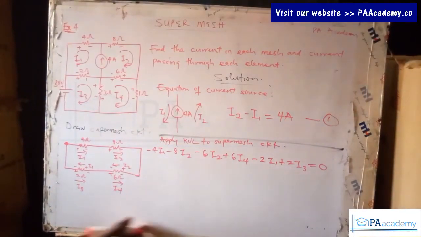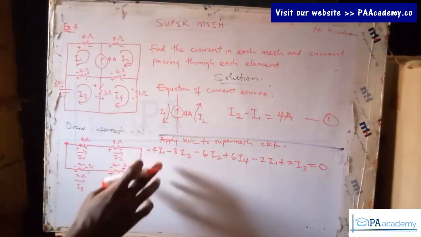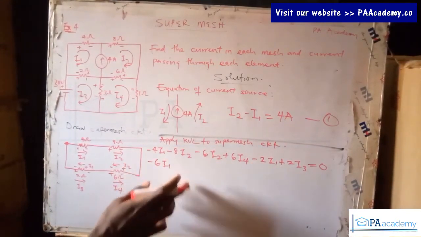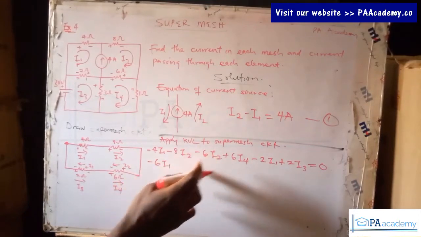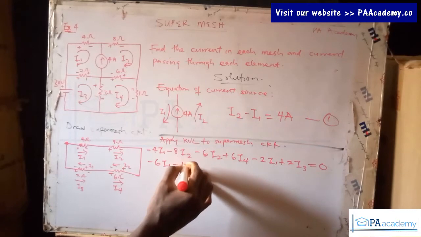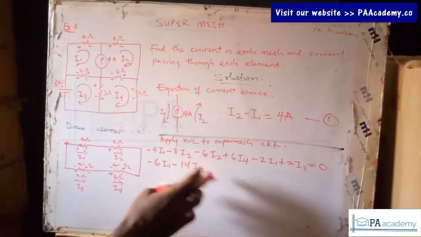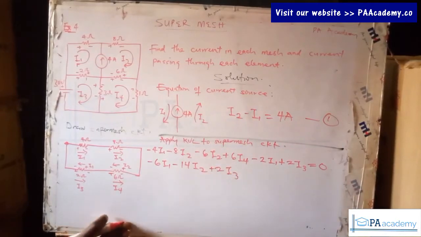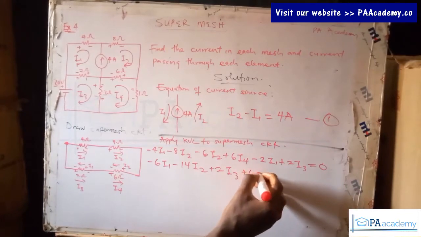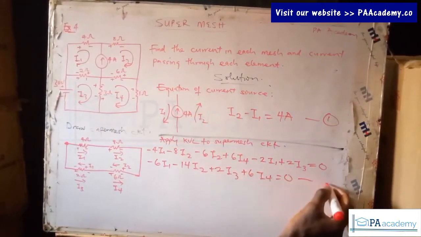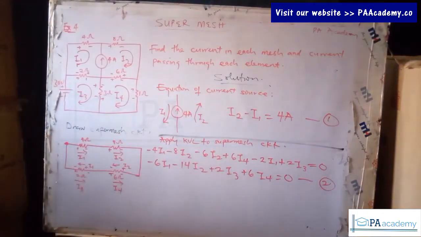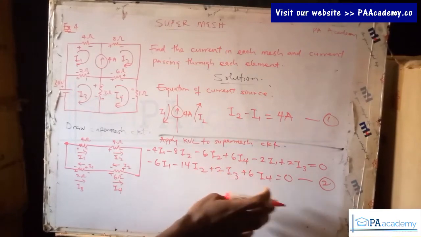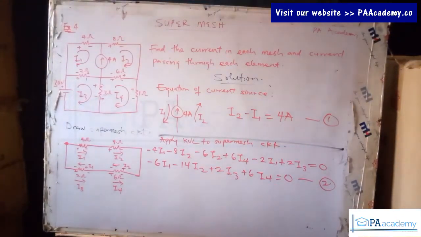Alright, so now let's just rearrange this. So let's start from I1. This is I1 here. This is another I1. So that's going to be minus 6I1. So what about I2? This is I2. So okay, so that's going to be minus 14I2. So what about I3? There's only one I3, that's plus 2I3. What about I4? So this is I4, that's plus 6I4 equals to 0, and this is our equation 2. So I believe all is good. Minus 6I1 minus 14I2 plus 2I3 plus 6I4 equals to 0. That's equation 2. Alright, so that's been done.